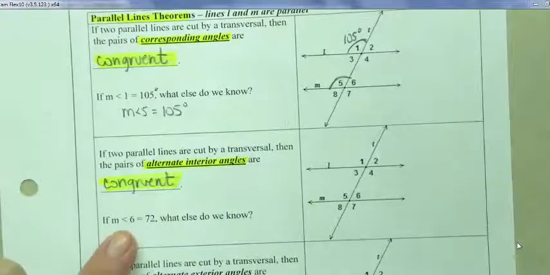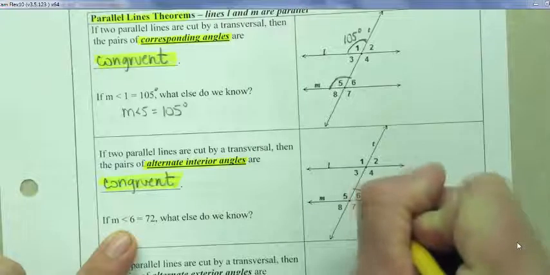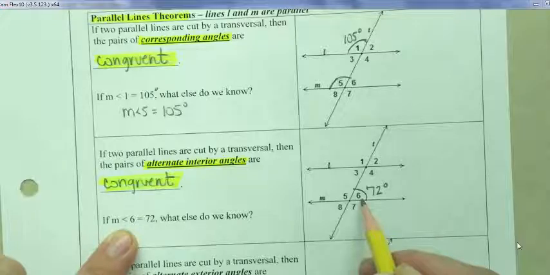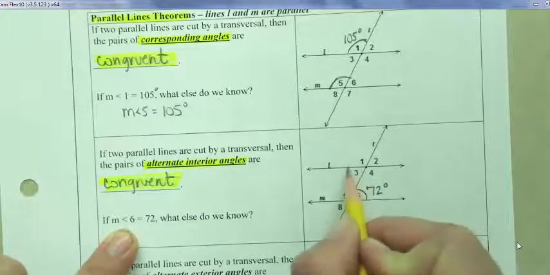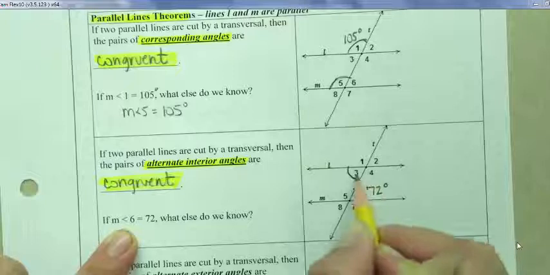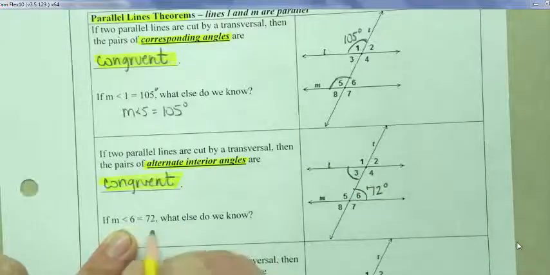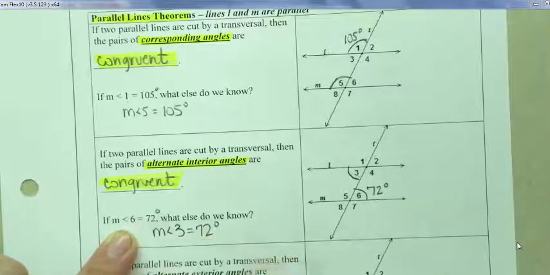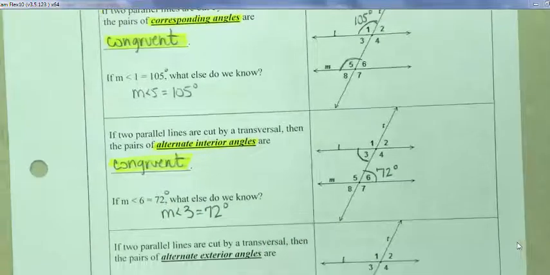So if I know that the measure of angle 6 is 72 degrees, what else do I know? Well, what's the alternate interior angle with angle 6? It's angle 3. So we know that that's also going to be 72 degrees. I don't know why these don't have degree symbols, but whatever.